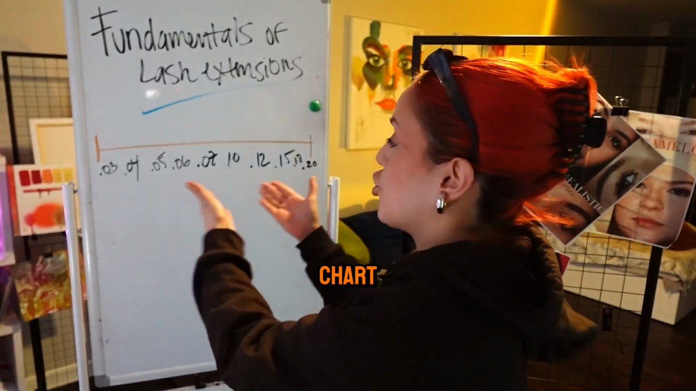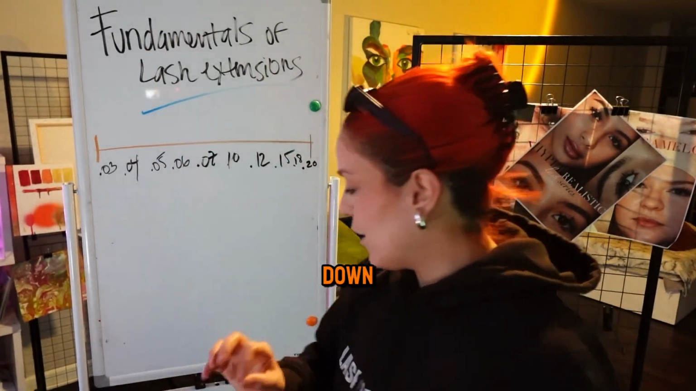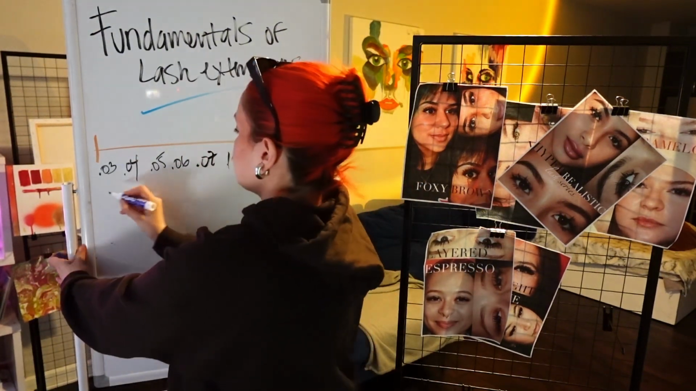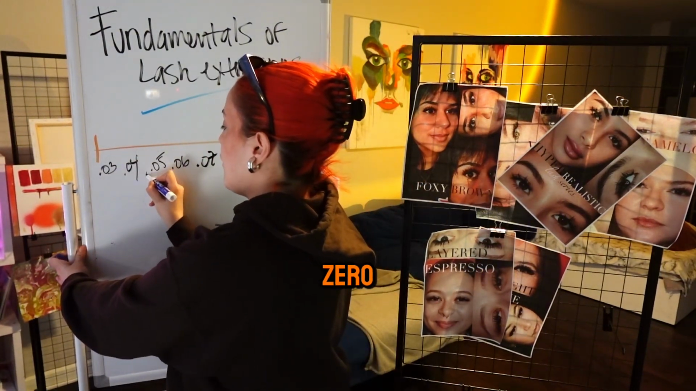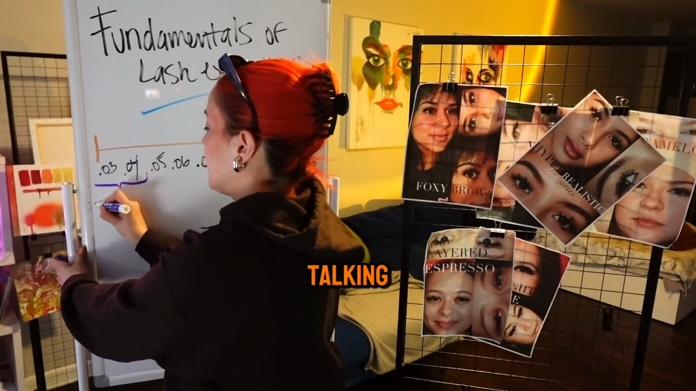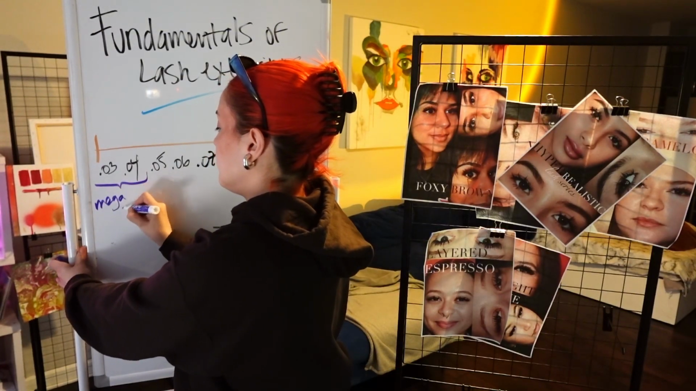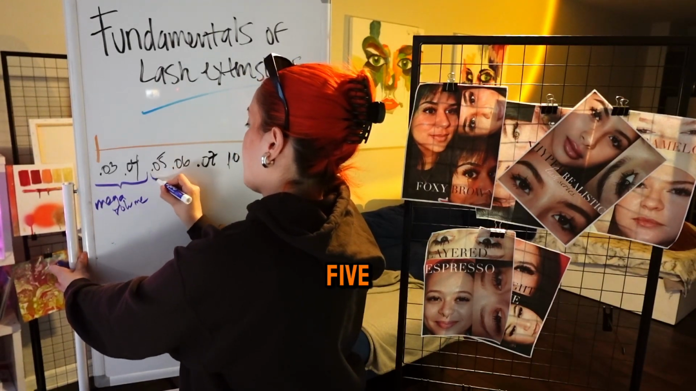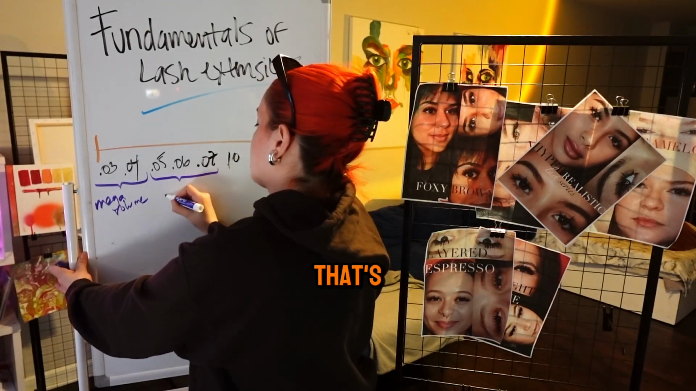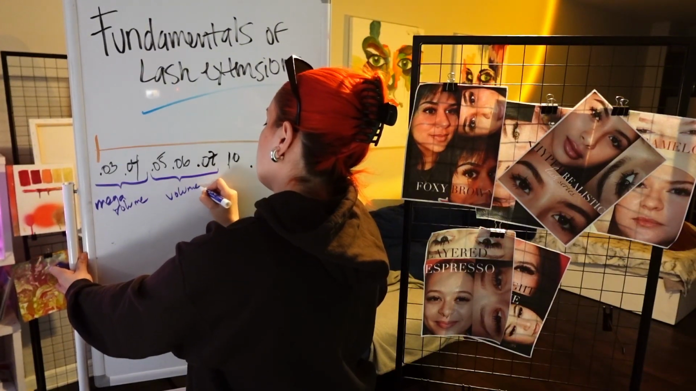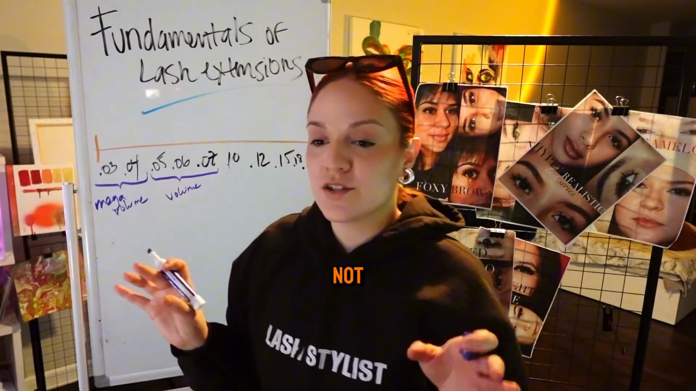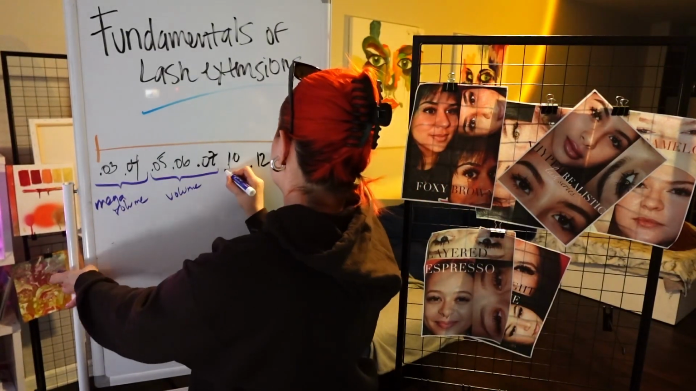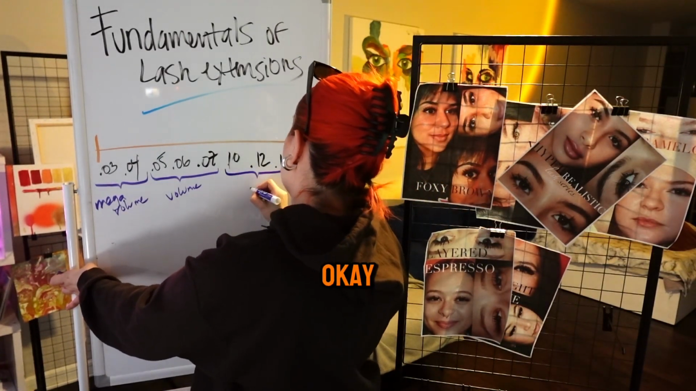You should have this chart behind me completely down. So if we're talking anything that is going to be 0.04 and below, you're talking mega volume. Okay, if it's 0.05 to 0.07, that's volume. And then anything that has not a zero after the point, we're talking classic. Okay.